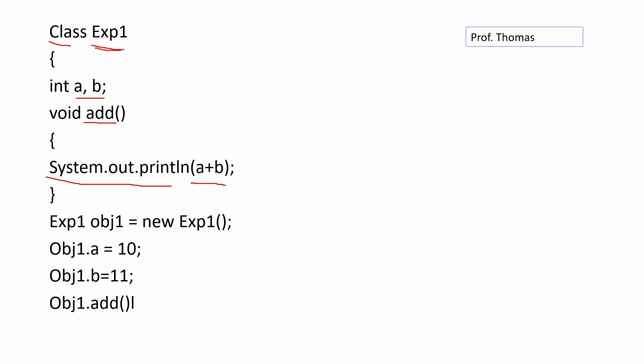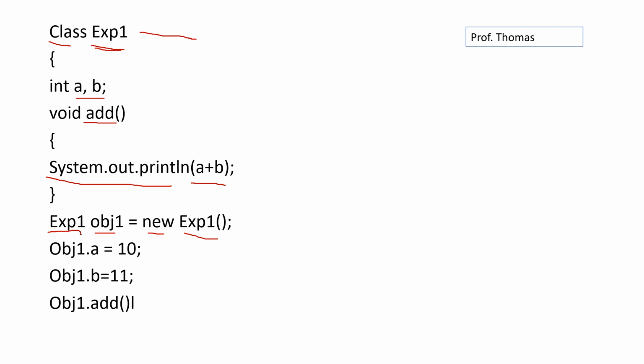Now we create the object: Exp1, object name obj1, new operator, the class name. Java is a case-sensitive language. We have to write the exact class name. If it is capital letter E, we should write capital E. If it's small letter s, we should write small letter s. If anything differs, it shows an error.